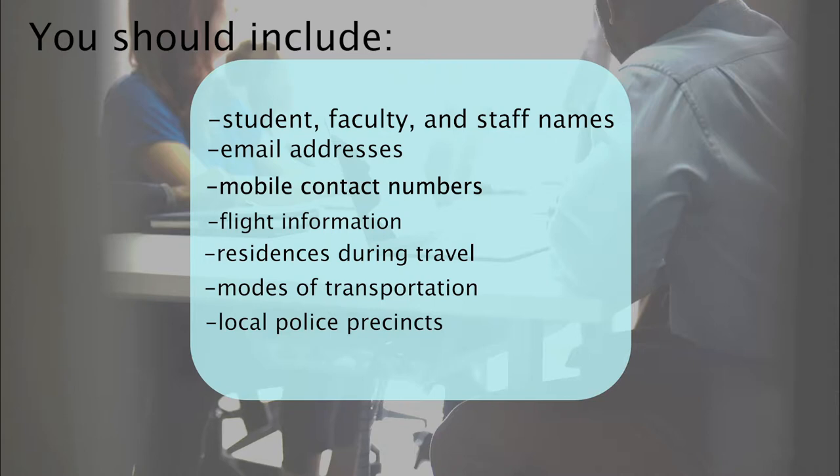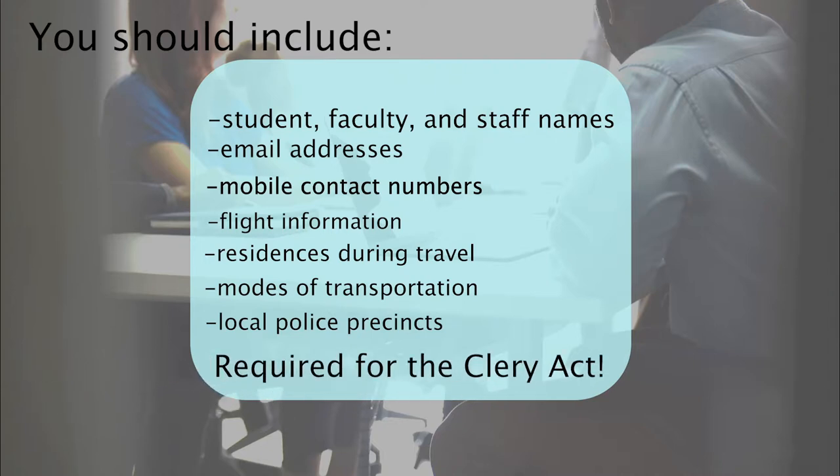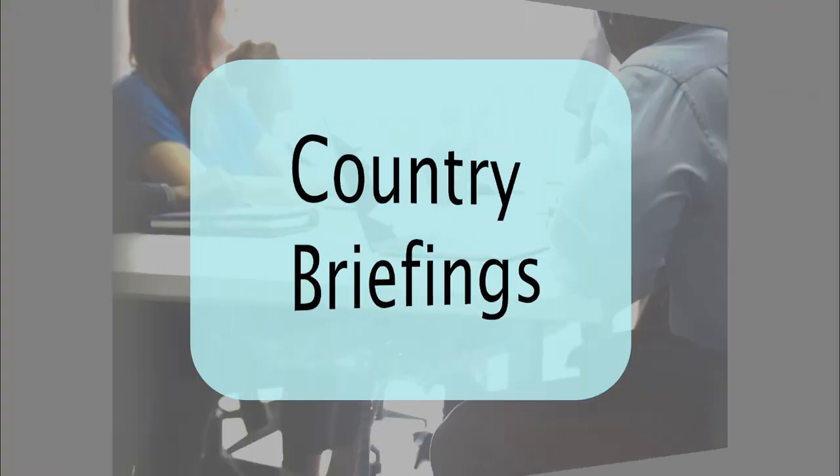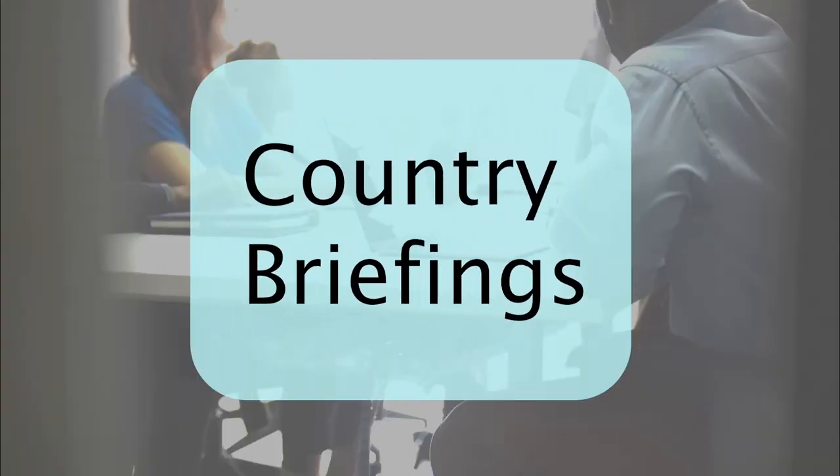A convenient spreadsheet is available on the Office of International Safety and Security website. Providing this information is not only a matter of OISS policy and procedure, but also related to KSU's federal obligations under the Clery Act. Country briefings. Obtain country briefings from the Office of International Safety and Security, or you can run your own in OnCall International's portal.